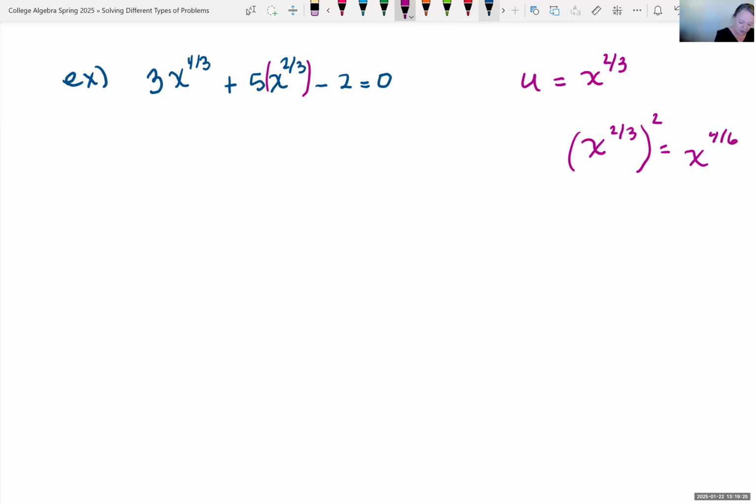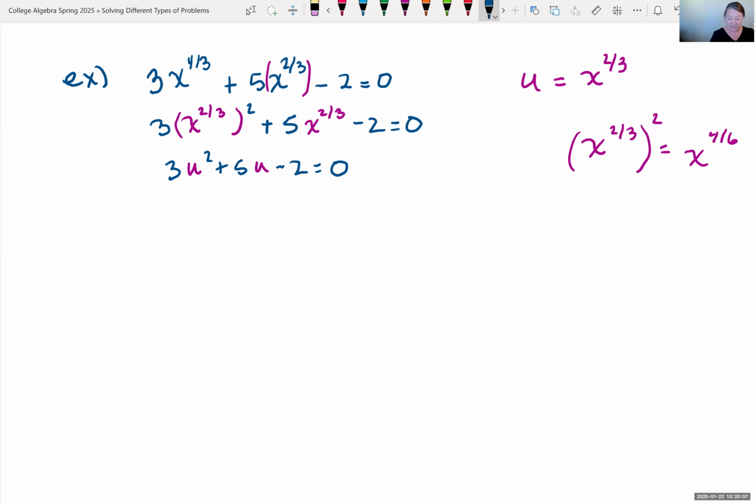So I can go back, manipulate this. I can rewrite this. This is the same thing as 3 times x raised to the 2/3 power, that 2/3 power quantity squared, plus 5 times x to the 2/3 power, minus 2 is equal to 0. Going back and rewriting, wherever I see x to the 2/3, I'm going to replace that with a u. So we have 3u squared plus 5u minus 2 equals 0.